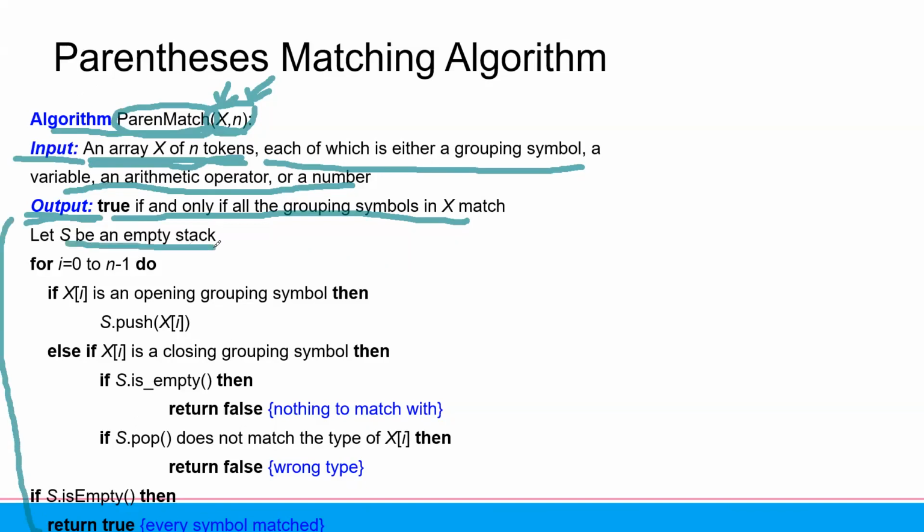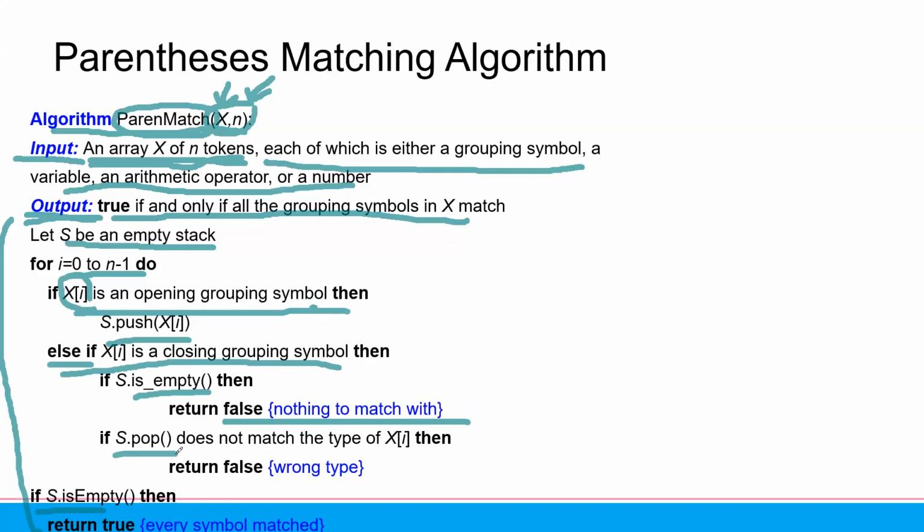Let S be an empty stack. And then we will loop from 0 until n minus 1, and we are going to check each of these conditions. If xi is an opening grouping symbol, then push. If not, then check if it is a closing grouping symbol. If S is empty, then return false. If the popped element does not match the type of xi, then it also returns false. At the end, if S is empty, then return true. It means every element in the stack has been removed.